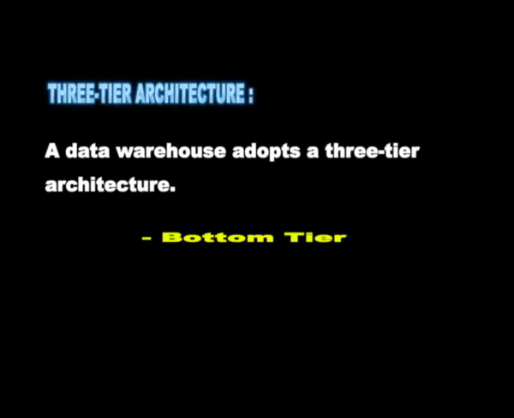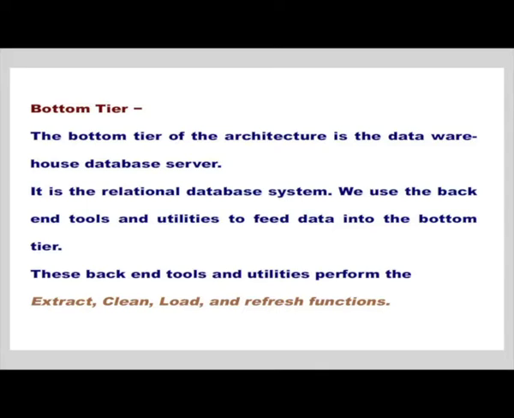Next, we are going to see the 3-tier architecture. The data warehouse adopts a 3-tier architecture. Following are the 3 tiers of the data warehouse architecture. First, bottom tier. The bottom tier of the architecture is the data warehouse database server. It is the relational database system. We use the backend tools and utilities to feed the data into the bottom tier. These backend tools and utilities perform the extract, clean, load and refresh functions.